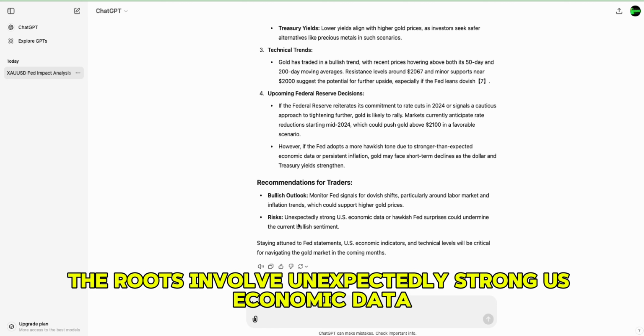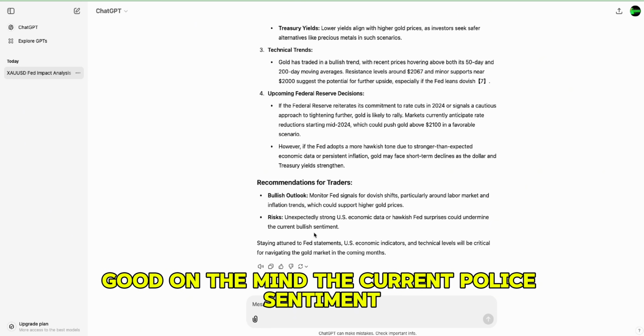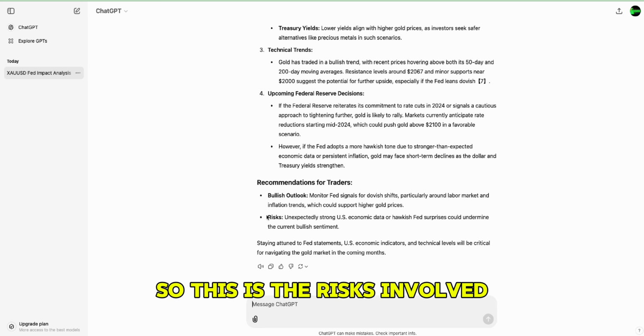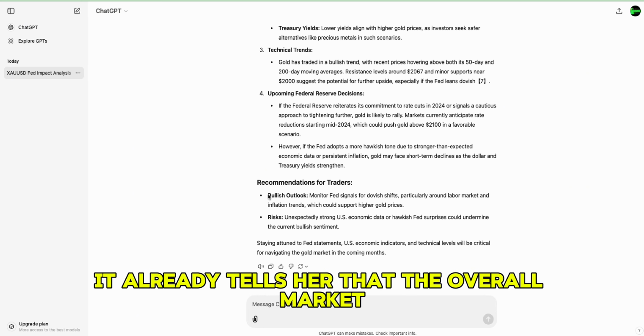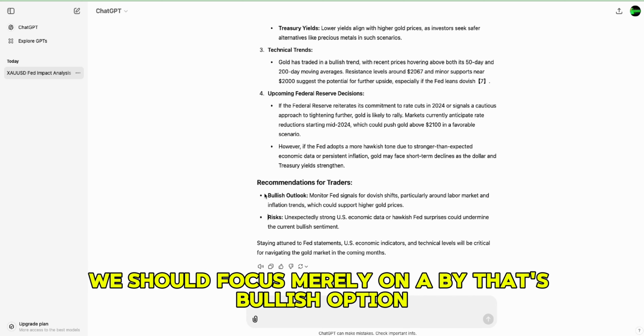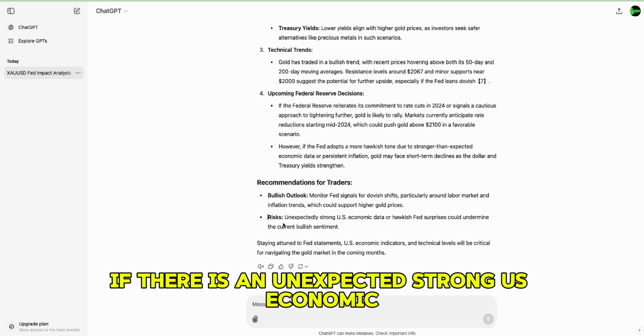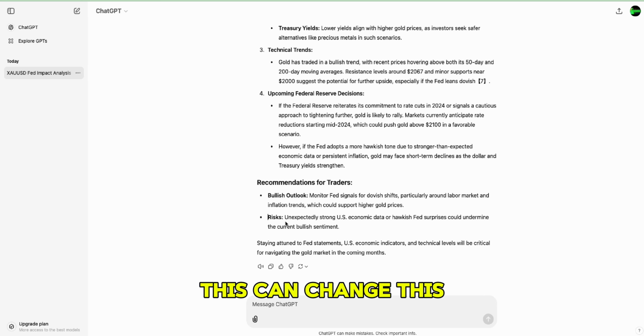So it said the risks involve unexpectedly strong US economic data or hawkish Federal Reserve surprises could undermine the current bullish sentiment. So this is the risk involved. It already tells us the overall market idea: if we want to focus, we should focus mainly on a buy. That is bullish uptrend, right? So the risk involved is if there is an unexpected strong US economy, this can change this.